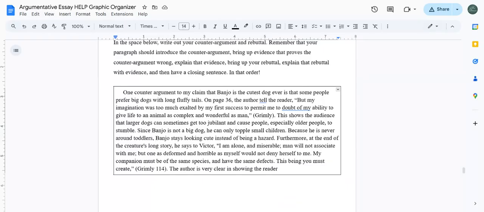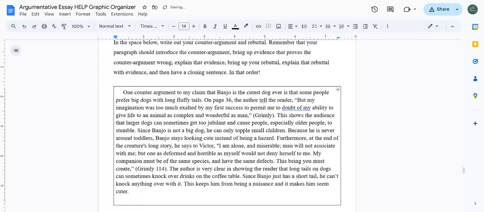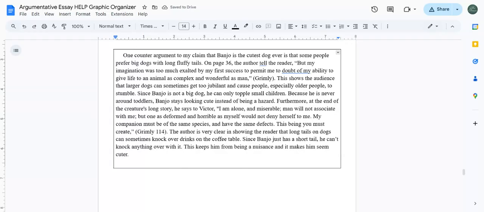The author is very clear in showing the reader that long tails on dogs can sometimes knock over drinks on the coffee table. I like that how it is. I think that's pretty good. I don't think I need to change that sentence. Since Banjo just has a short tail, he's actually got something called a docked tail. So why don't we change that to a docked tail? He can't knock anything over with it.